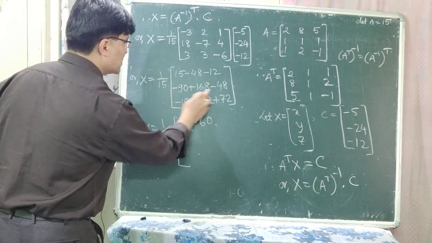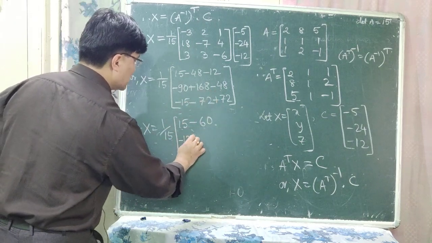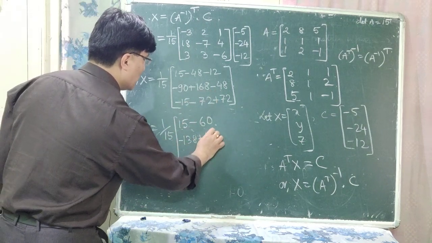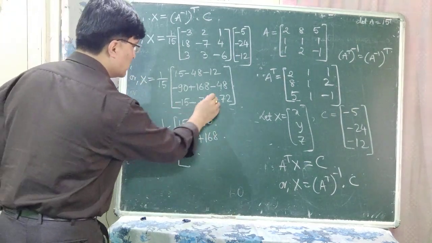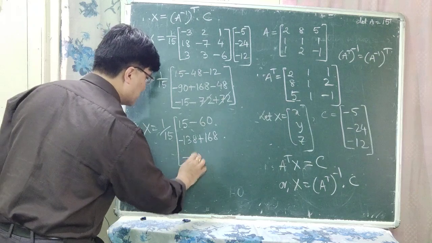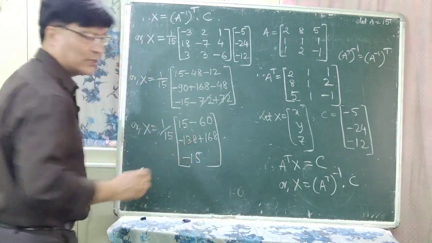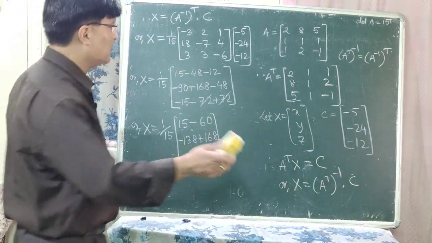Then this is minus 90 minus 48, minus 138 plus 168, right? Then this 72 gets cancelled. You will get only minus 15. Is that clear?